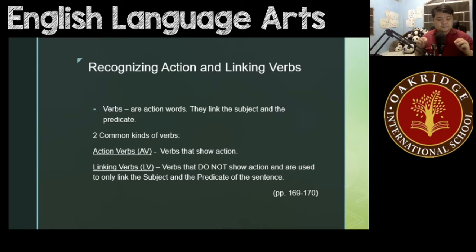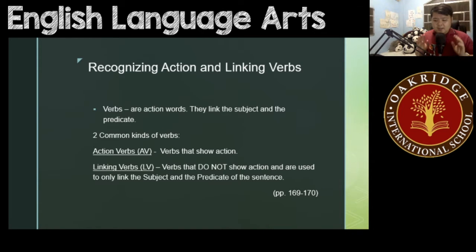Now, there are two common kinds of verbs. We have the first one, the action verbs, and the second one, the linking verbs. What is the difference? Now, for the action verbs, just basing on the name itself, these are verbs that show action.